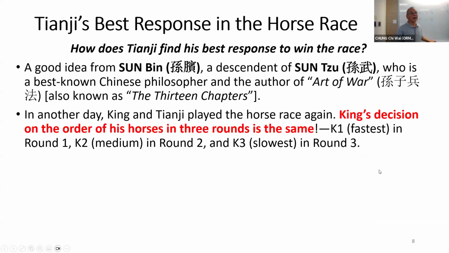So Tenji wants to win. The general wants to win. So Tenji consulted Sun Bin, the advisor, a descendant of Sun Wu. This person, Sun Wu, wrote a book of 13 chapters, The Art of War. So you can get this book from the internet, all right.